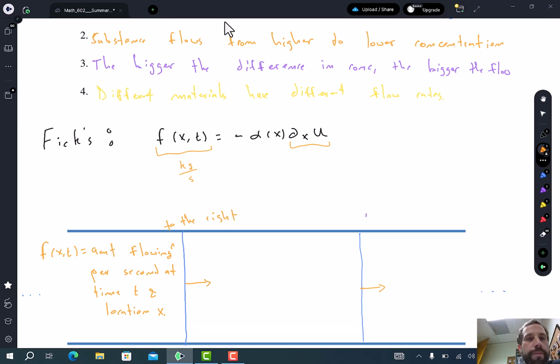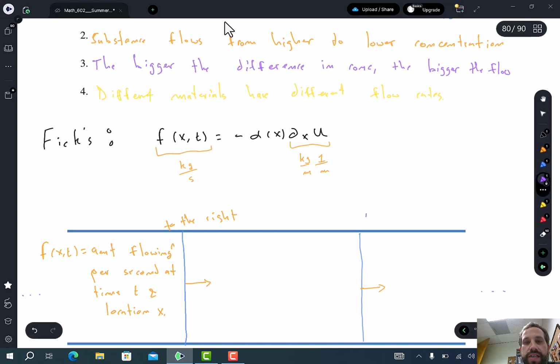Well, u has units of kilograms per meter. So what are the units of the derivative of u? Well, think about the difference quotient. It's going to be delta u over delta x. Delta u has units of kilograms per meter. Delta x has units of meters. So it's going to be kilograms per meter squared.